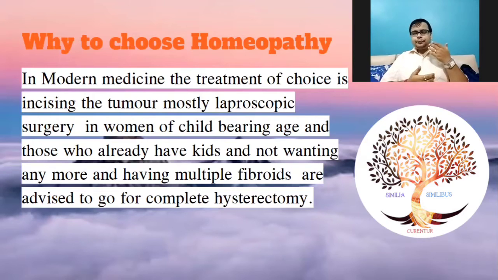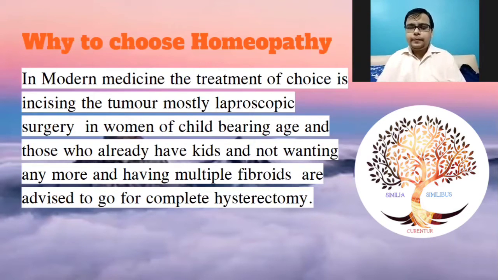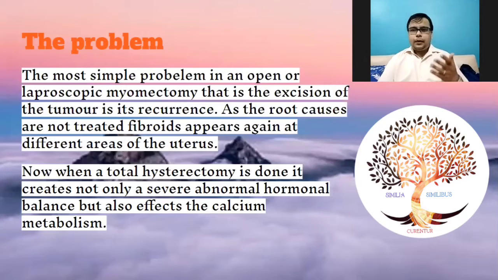most preferred methods is a complete hysterectomy. That is, the whole uterus along with the fibroids, even with the ovaries, is removed. Now, whenever you are removing the fibroids, through laparoscopy or through incision and open surgery, the main problem is that the root cause of all which is causing this fibroid is not removed.